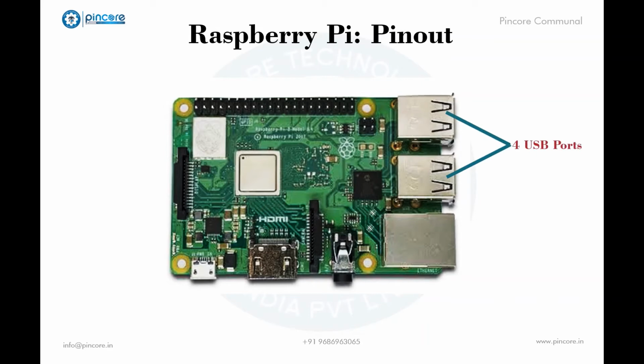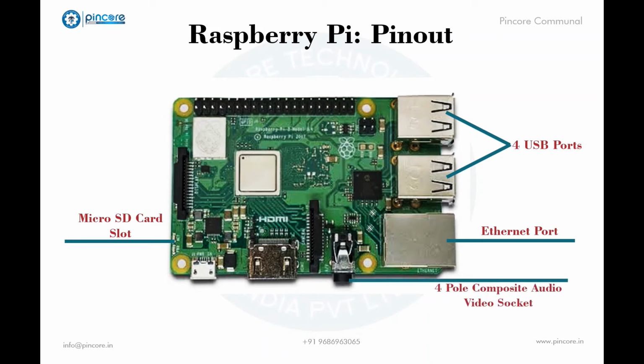USB ports. It contains 4 USB ports which are used to connect a mouse and keyboard and also other components like USB drives. SD card slot. You can slot the SD card in here. This is where the operating system software and your files are stored. Ethernet port. This is used to connect the Raspberry Pi to a network with a cable. Raspberry Pi can also be connected to a wireless network.